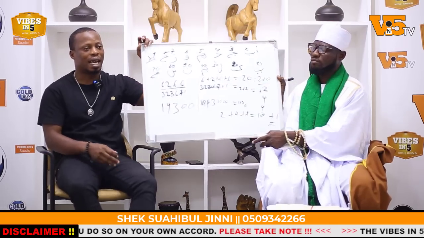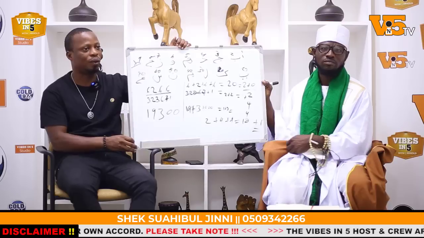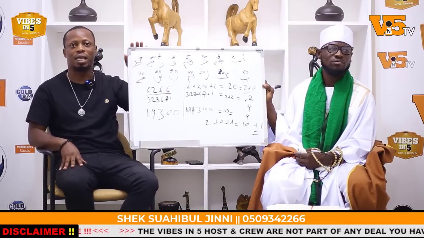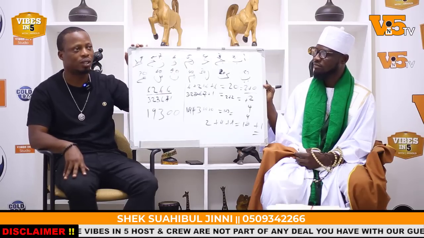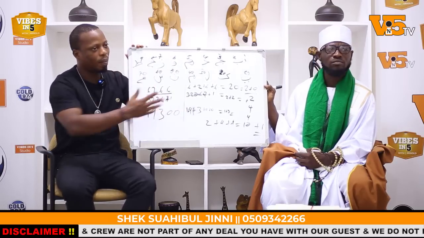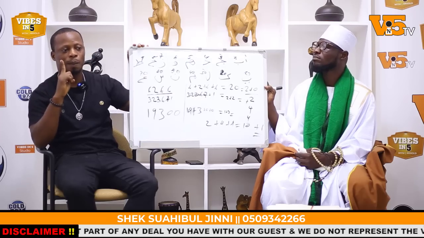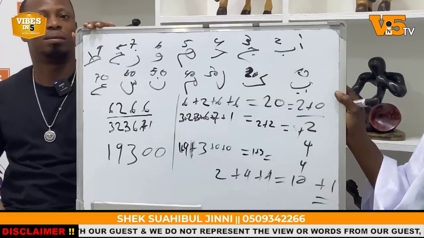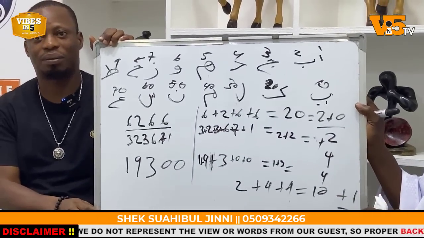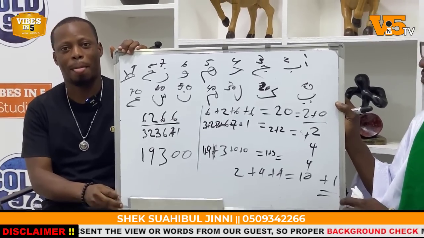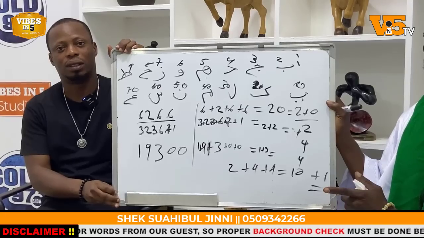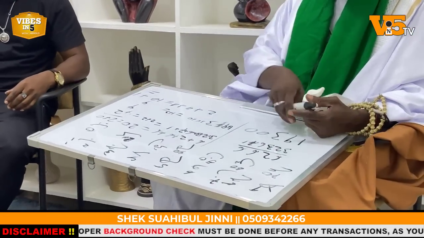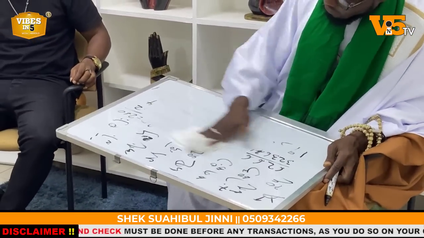Legend, quickly get a cutaway shot of this before he wipes it, and then we can continue with the conversation. These are the calculations we did, and eventually we had 1, which represents God. So let's take that as the first one. Are we good? Great. Now you can wipe it. Let's move on to the next one. You get 1. Yes, we get 1.